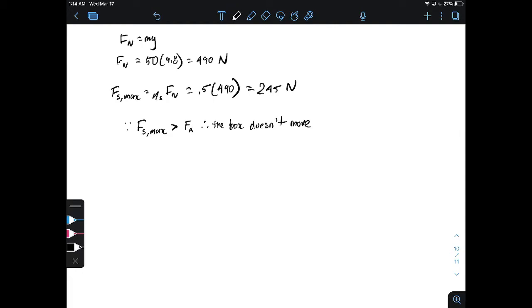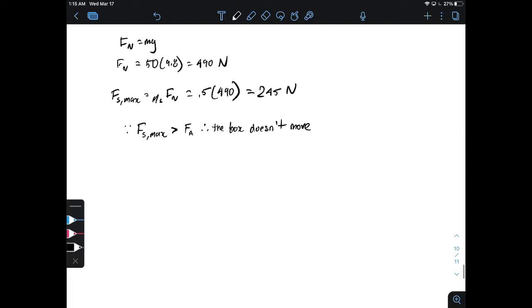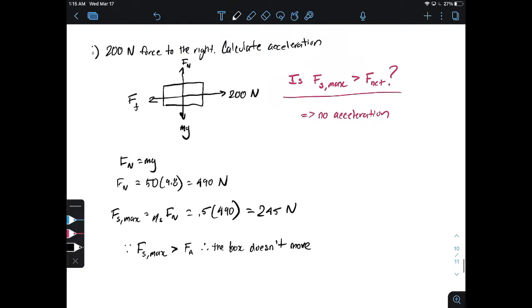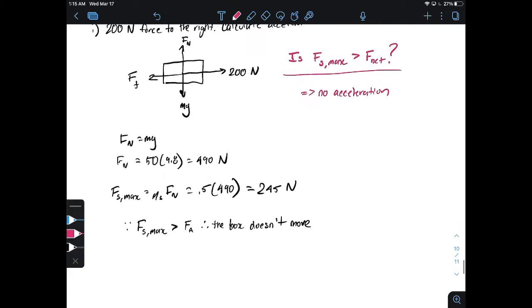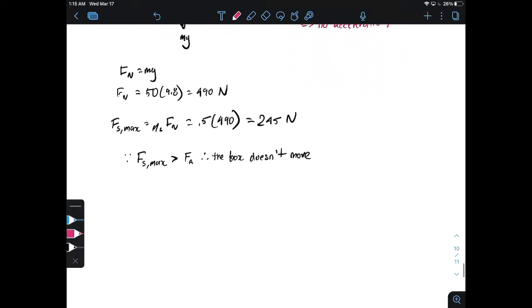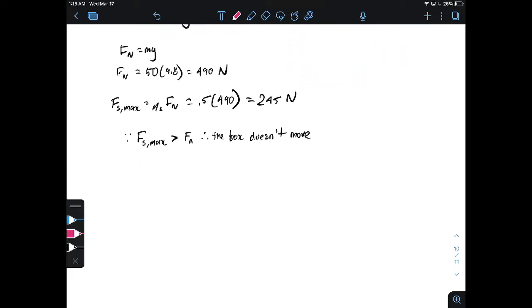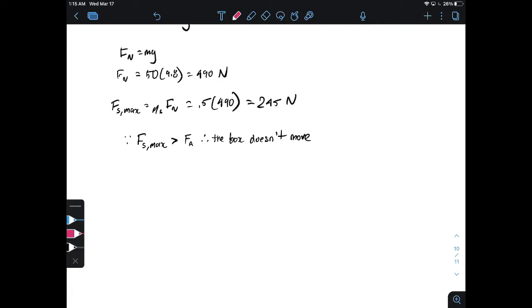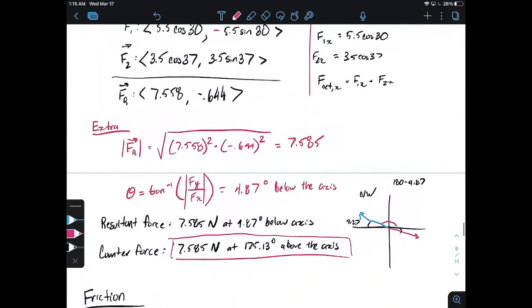Now, I won't go through another example, actually. But if we say that this force was 250, then it would be greater than, and what we would see is that the static friction wouldn't be a part of the equation, literally, and we would have to use kinetic friction. So let's do a problem.